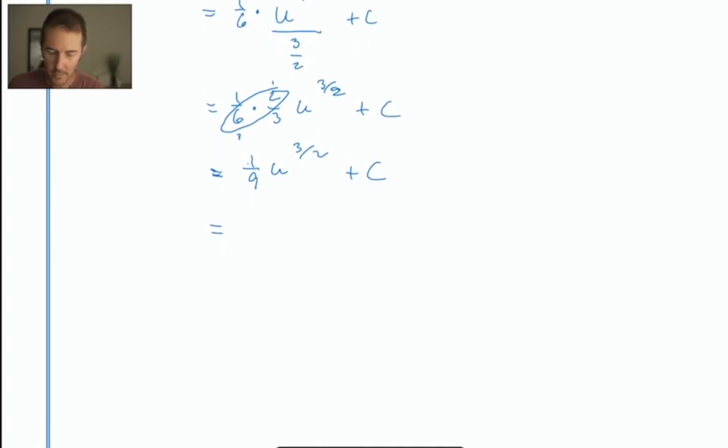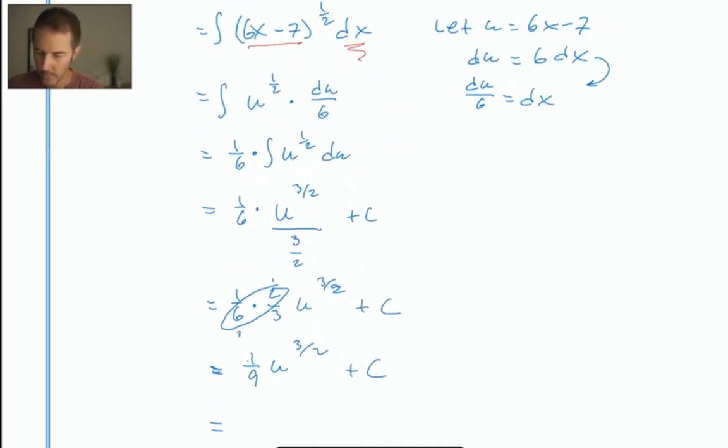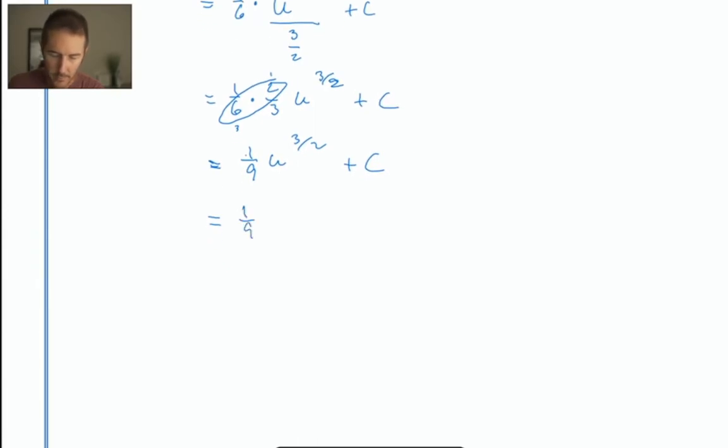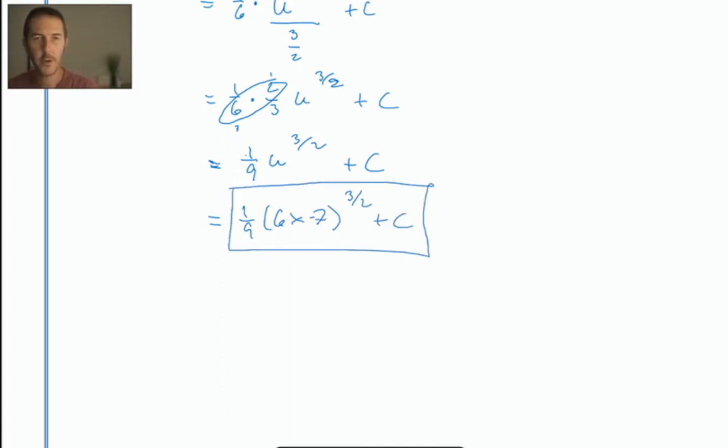And now we can back substitute, replacing u with whatever it was equal to, 6x minus 7: 1/9 times 6x minus 7 to the 3/2 power plus c. Who would have thought that in order to integrate, we would need to still be taking derivatives? But as it turns out, that's still a necessary part of the process, especially when it comes to using this technique called substitution. Wow, I just got a cramp in my hamstring.